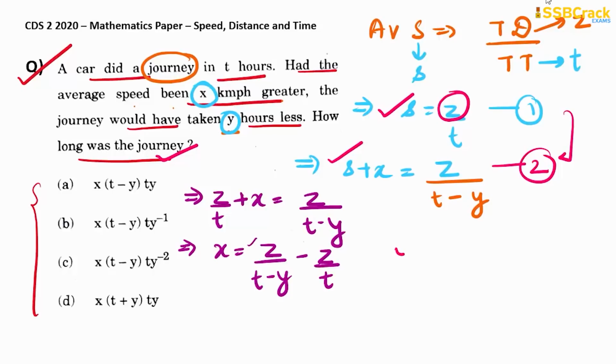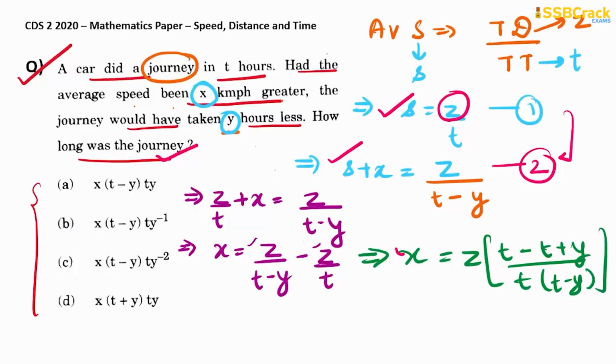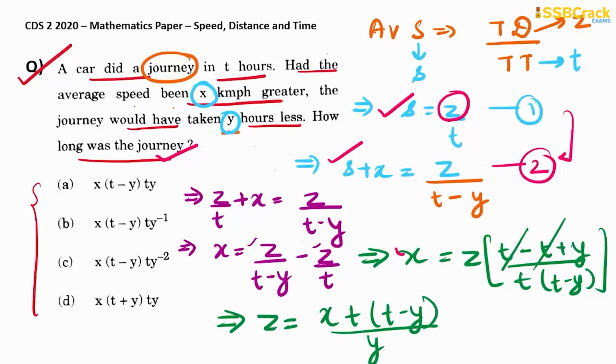So, we can take Z common from these two terms, and it will be X is equal to Z common. Here we can take the LCM. So, it will be T minus T plus Y upon T into T minus Y, right? So, this T cancels this T, and here we have got the value of Z, which will be equal to X into T minus Y upon Y, right? So, we can write it as X into T minus Y into Y to the power minus 1.